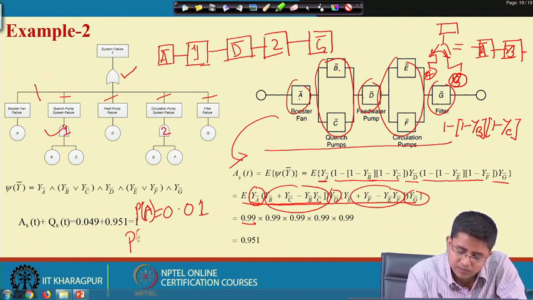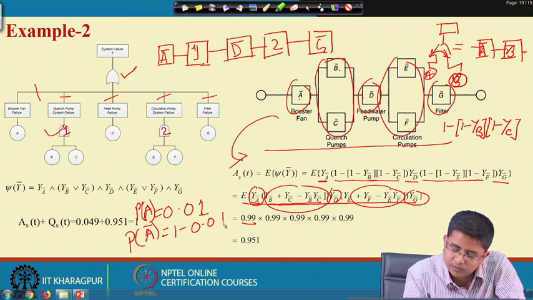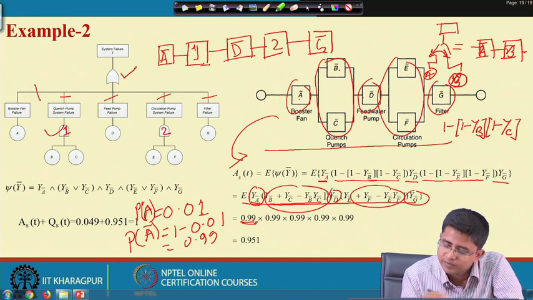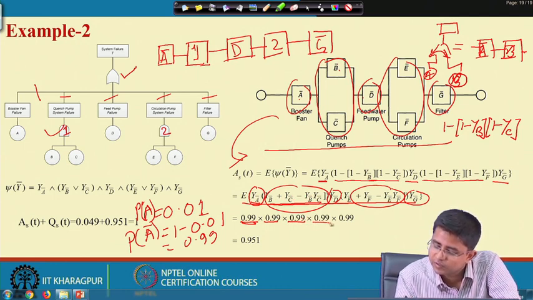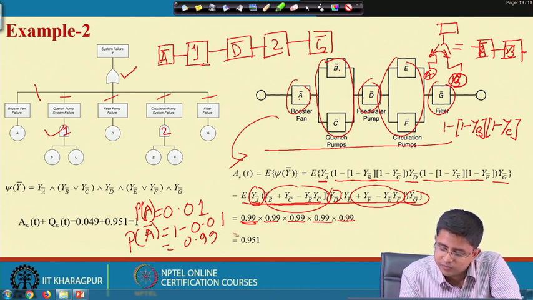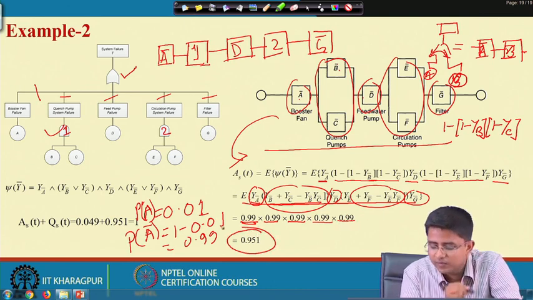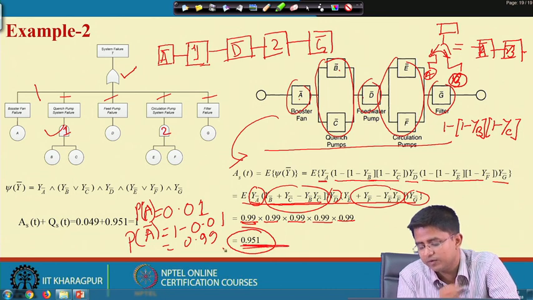So, we can write probability of A bar is nothing but 1 minus 0.01, that will be 0.99. So, that is written here. Similarly, all the things you have to calculate: y B bar plus y C bar minus y B bar into y C bar, then y D bar, then this portion, then y G bar. So, ultimately we have got that availability is 0.951.